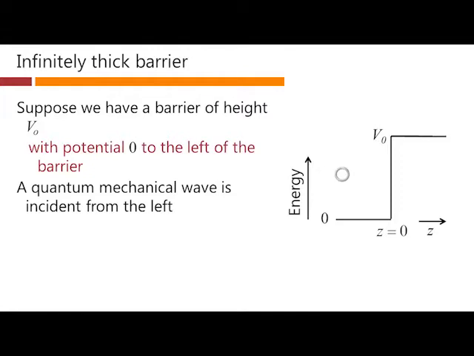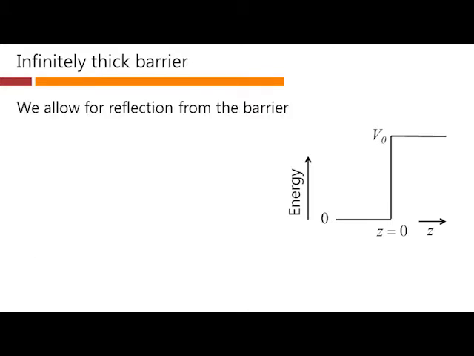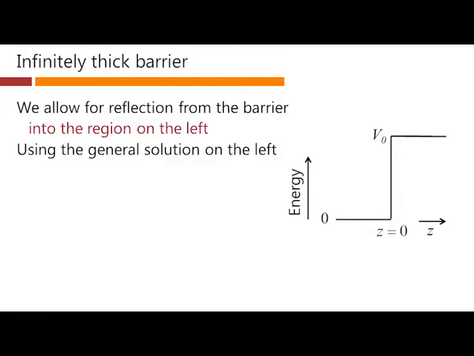So a quantum mechanical wave, we imagine, is incident from the left. The energy associated with this wave is going to be E, a positive number, so greater than 0. We are going to allow for the possibility that even though we've got an incident wave here, there might be some reflected wave into the region on the left.